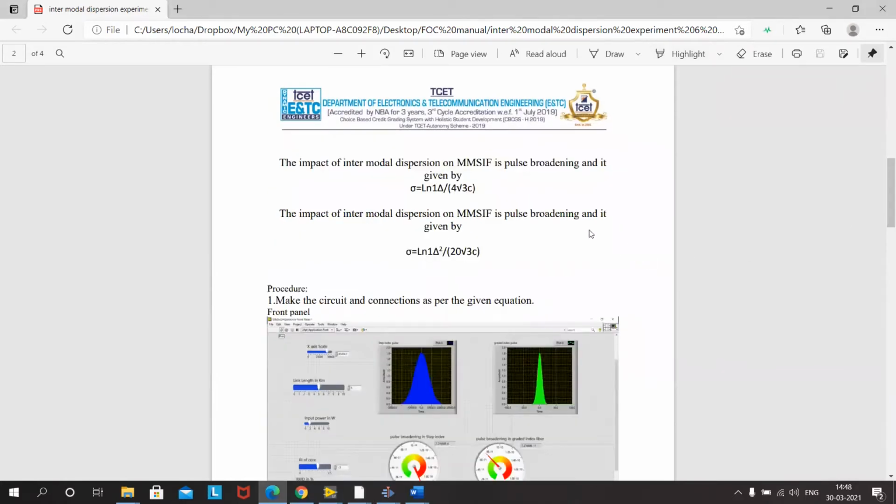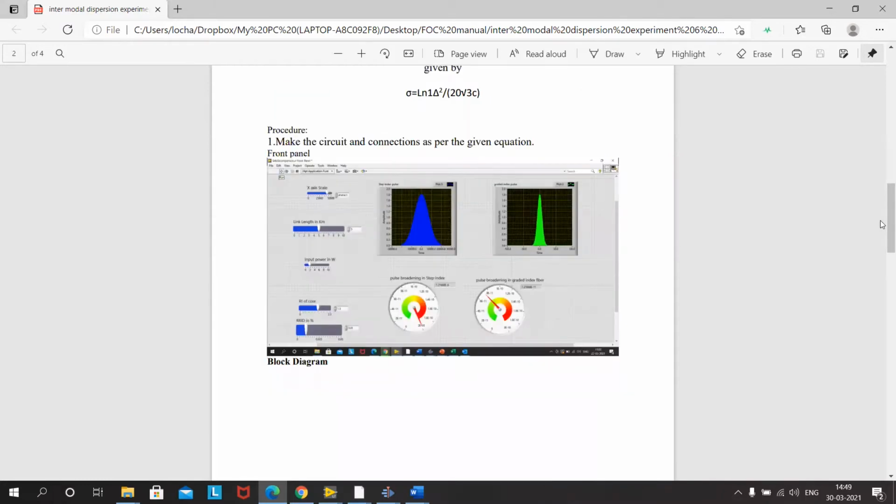The equations that we have to simulate for intermodal dispersion on a multimode step index fiber is the pulse broadening sigma is L n1 delta by 4 root 3 c, and pulse broadening for a multimode graded index fiber is sigma. So for this, the only three inputs that we require are L, n1 and delta. C is a constant. So I'll go to our LabVIEW window and select these input terminals.